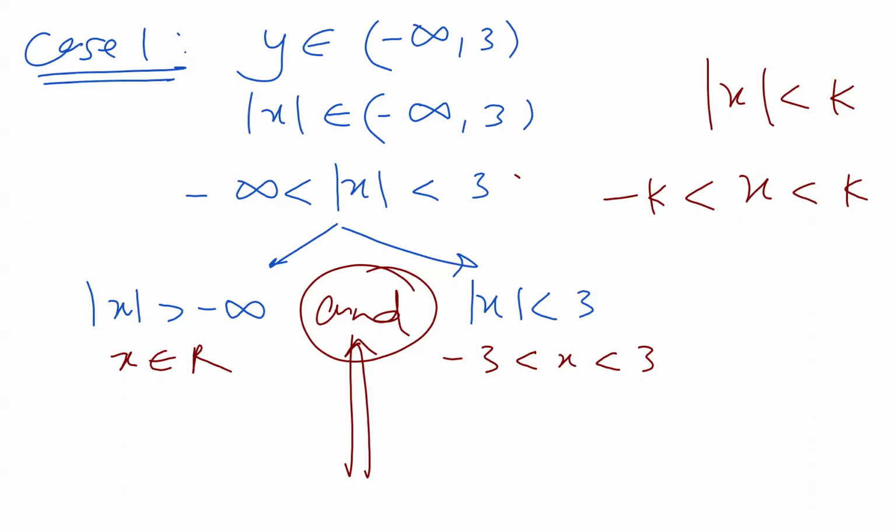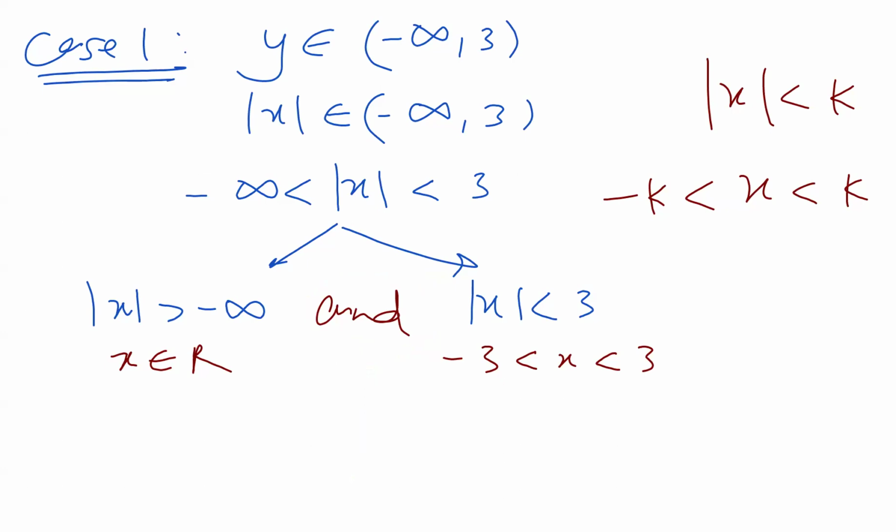I'm writing "and" because this is a double inequation. These are not two separate cases. This is a single case which has both the conditions. So double inequation, use "and", don't use "or". Poor response. Are you understanding this or not? Yes, sir.